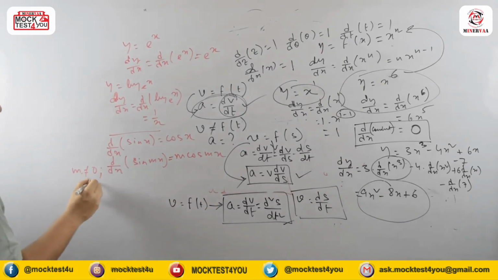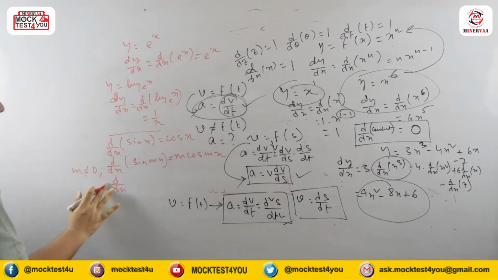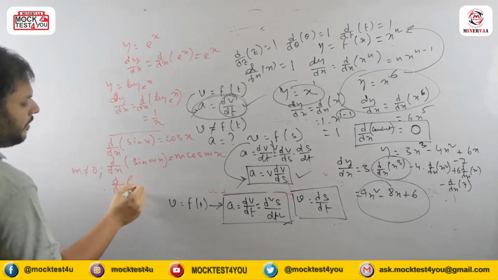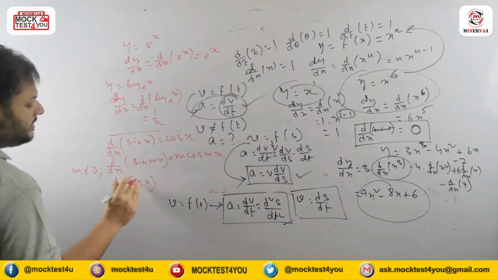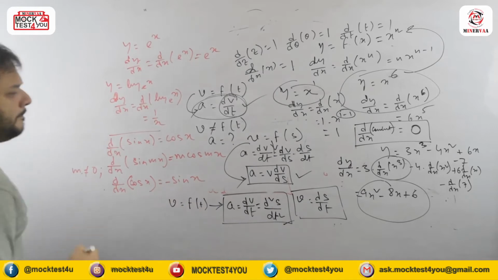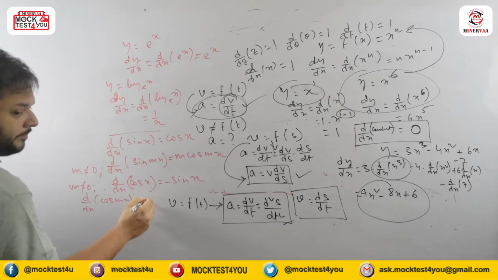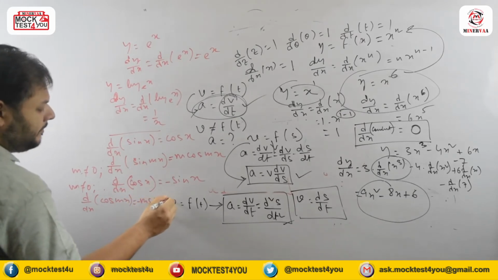Let's take the ordinary thing first. d/dx of cos x will be a simple differentiation, minus sin x. Again, under the same condition that m is not equal to 0, d/dx of cos mx has to be minus m sin mx.